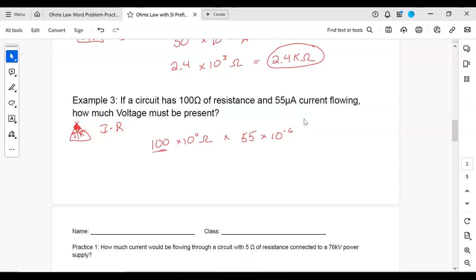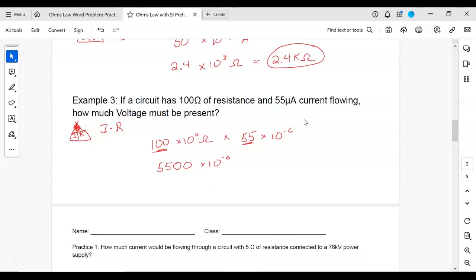Okay, so again, same process here. We're going to multiply our numbers, so that's going to give us 55 and then 100, 0, 0. And then this time, because we're multiplying, we have to add the exponents on these 10s. So 10 to the 0 times 10 to the negative 6th is going to be times 10 to the negative 6, because 0 plus negative 6 is just negative 6.